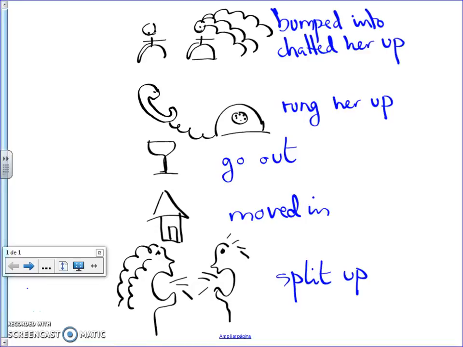Right, here's a love story. Mr. P was walking down the street when suddenly he bumped into a beautiful woman. This was love at first sight. He chatted her up for more than an hour. They had so many things in common. The next day, he rang her up to see if she wanted to go out for a drink.